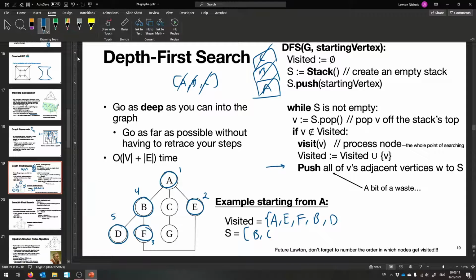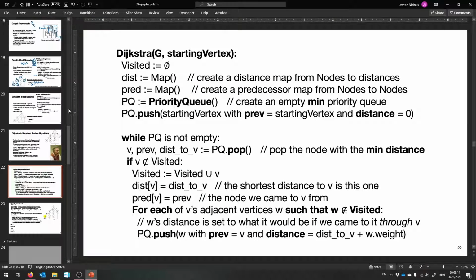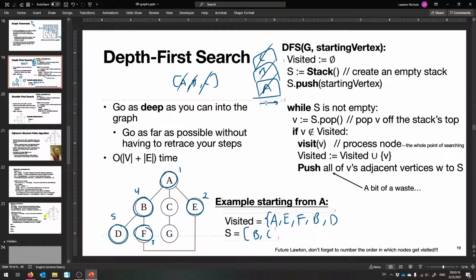Okay? So now, oops, go back please. So now we're up here. We have a stack that's still not empty. We pop off the C. We're working with C now. It's not visited. Hey, hey. So we're going to add the C and visit it, mark it. It's the sixth thing that we saw.